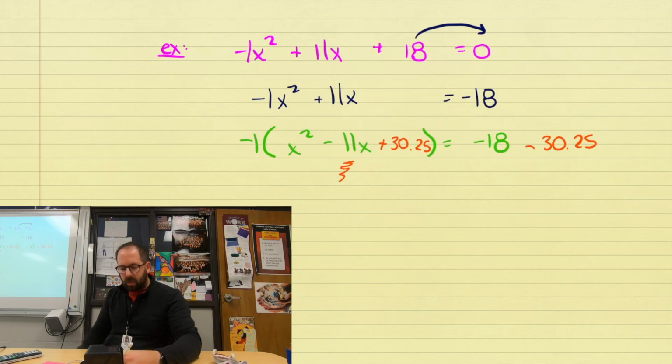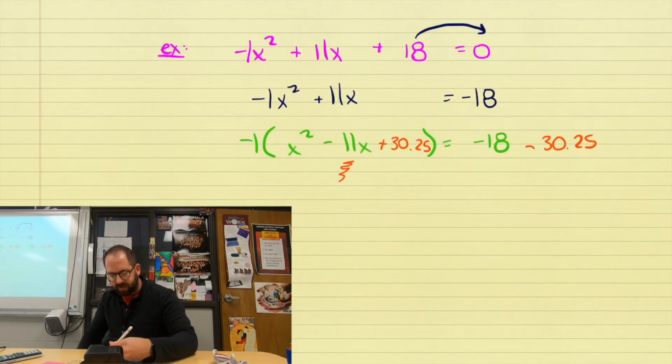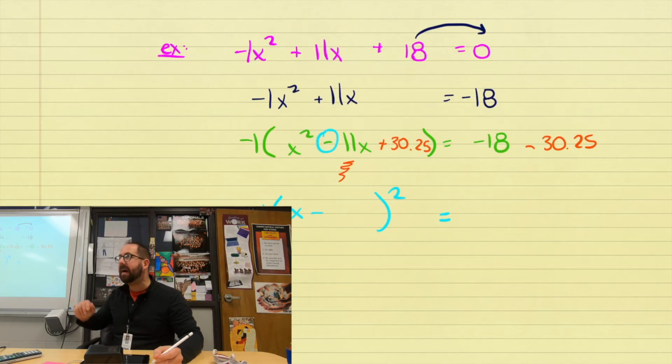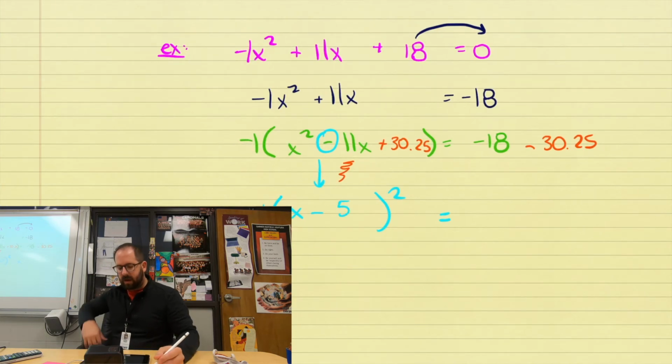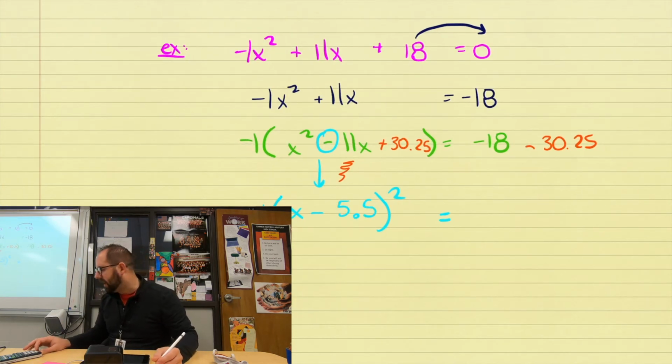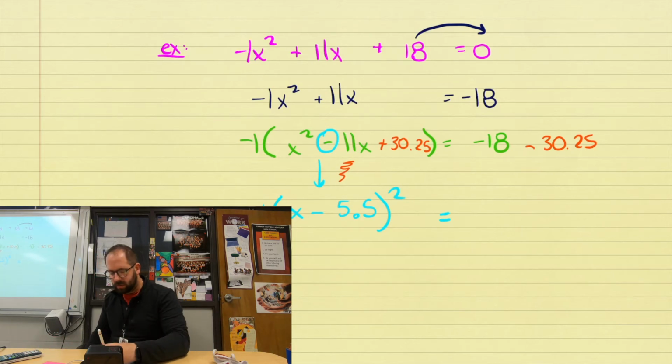All right, now we factor this thing apart. -1, parenthesis, we're gonna have 2 of those parentheses. Okay, it's gonna be x, it's gonna be this symbol right here, that's the symbol that goes in there. And then half the middle, like we said earlier, was the 5.5. And on the right side, what is that? -18 minus 30.25 more? -48.25?